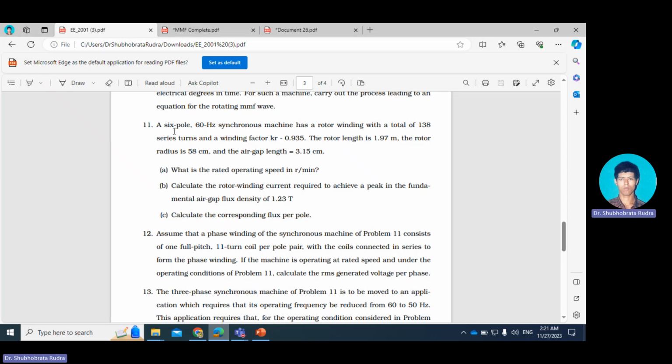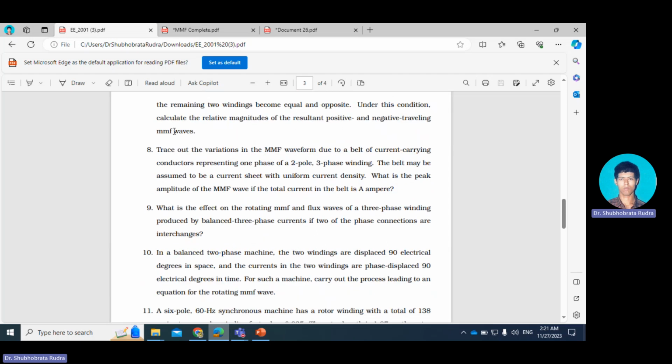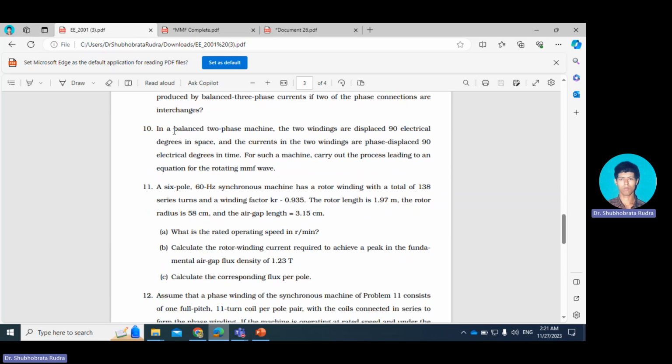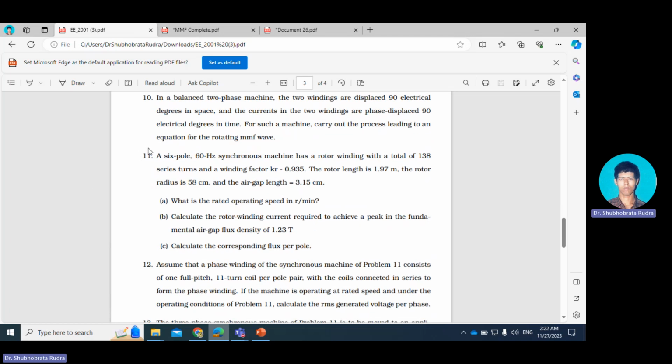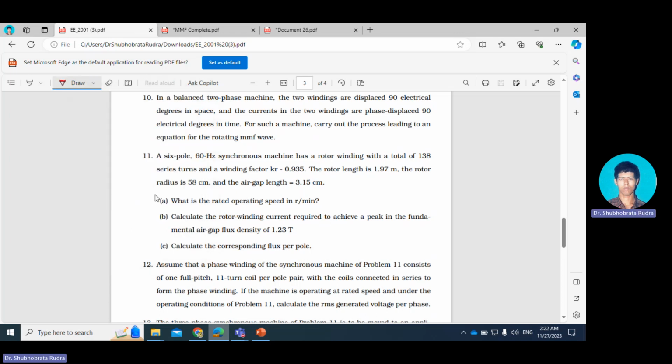So let us start with this problem number 11. I think I discussed problem number 10 the last day. So let us discuss problem number 11. So what is there in problem number 11? Problem number 11 asks: a 6-pole synchronous machine has a rotor winding with a total of this much series turns and a winding factor of this. The rotor length is this much. The rotor radius is this much. The air gap length. What is the rotor operating speed in RPM? All these things have been asked.